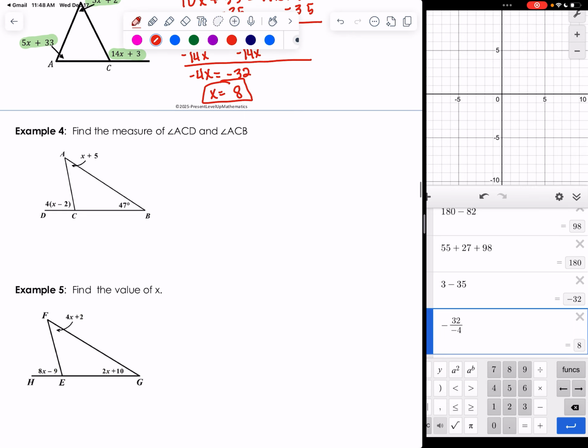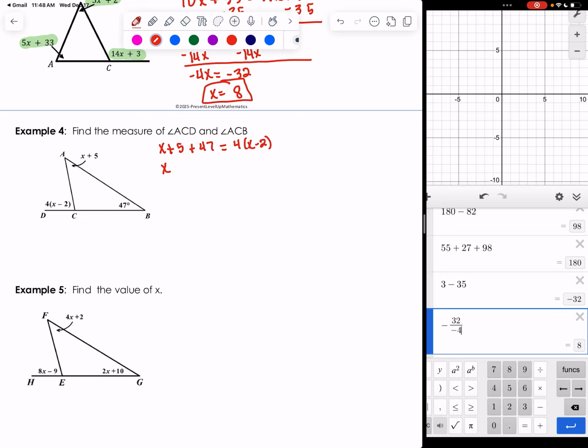All right, example 4. Find the measure of angle ACD and angle ACB. And what they've given us is two remote interior angles and one exterior angle. So I'm going to take angle A, which is x plus 5, and angle B, which is 47. And if I add those two together, I should get the exterior angle, which is 4 parentheses x minus 2. Now I'm going to simplify that a little bit.